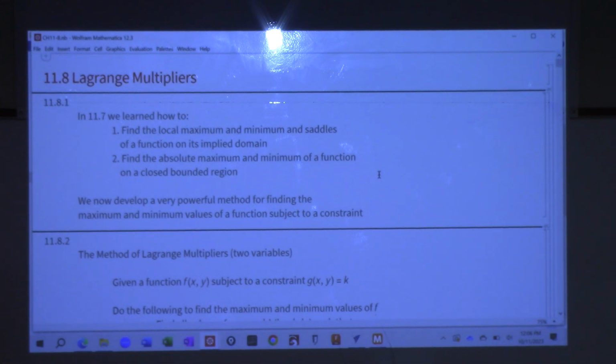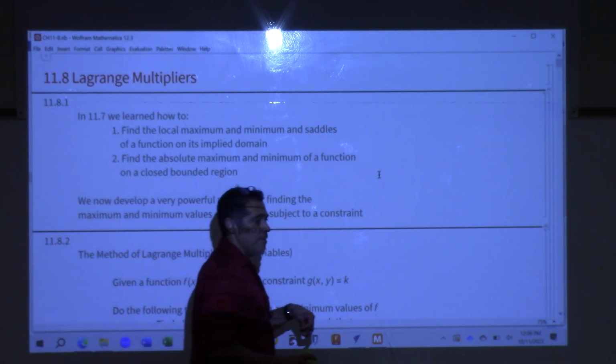But those systems of equations are linear equations. You have x, y, z, and they are always raised to the first power, linear, right? We're going to be solving systems of equations that are nonlinear. So it's going to be a bit harder.